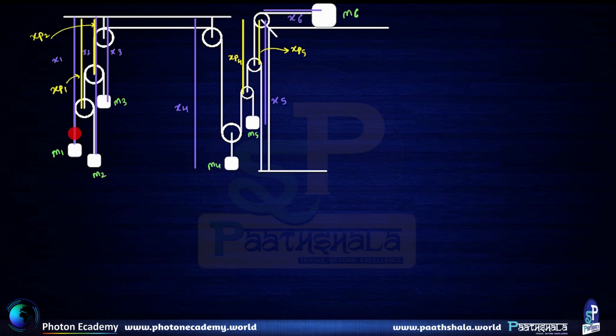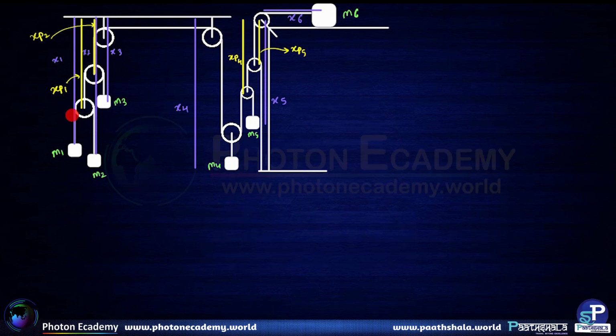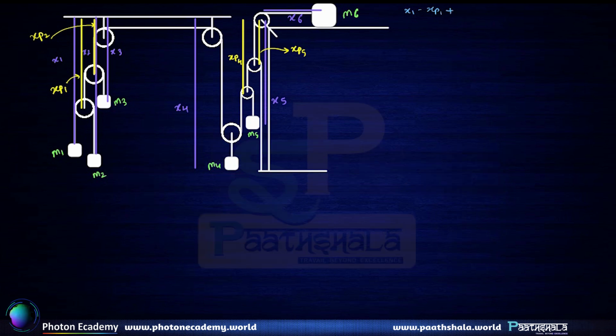So this is the length of the string, let's say L1. So this much part happens to be equal to x1 minus xp1 clearly, and this much part happens to be equal to x2 minus xp1. So the first thing that we can write down over here is x1 minus xp1 plus x2 minus xp1 equal to length of string 1.